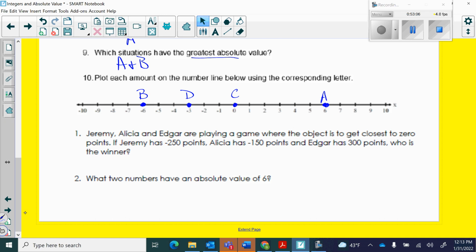Okay, on this one, Jeremy, Alicia, and Edgar are playing a game where the object is to get closest to 0. If Jeremy has -250, Alicia has -150, Edgar has 300, who is the winner? Basically, what we're saying is which one has the smallest absolute value. In other words, which one's closest to 0? Alicia.